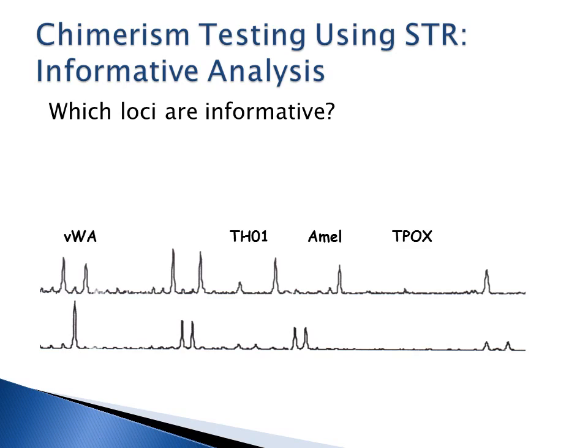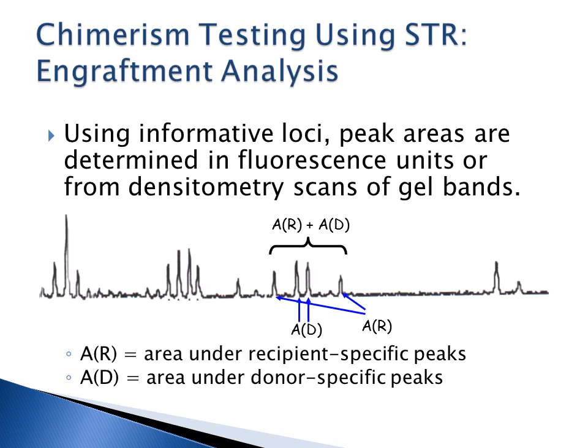So which loci are informative in this pattern? So you want to see where do you have different peaks, different sizes and different locations of your peaks. So all of these loci would be considered informative.